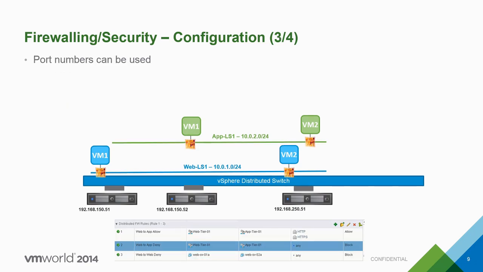Now on the port numbers, you don't have to remember that HTTP is TCP port 80, SSH is port 22, DNS is UDP or sometimes TCP 53. You can use English names for the application, so that again makes your life easier.